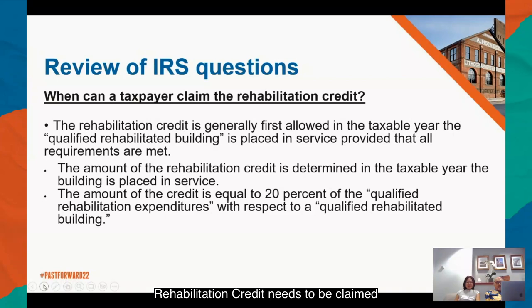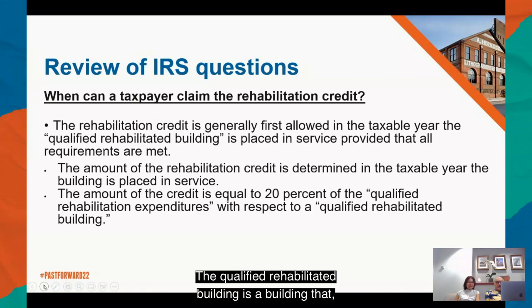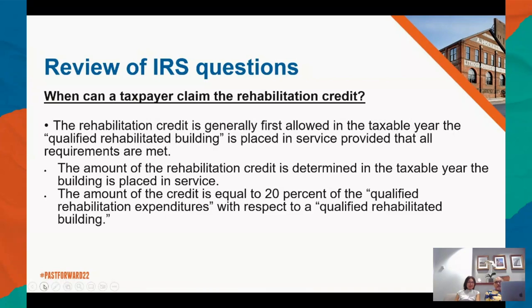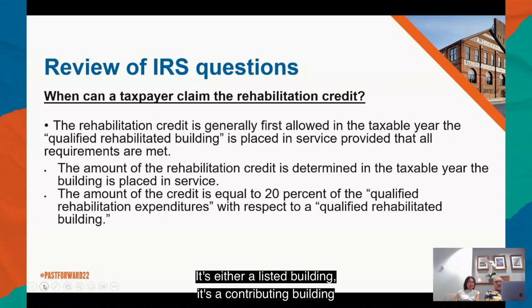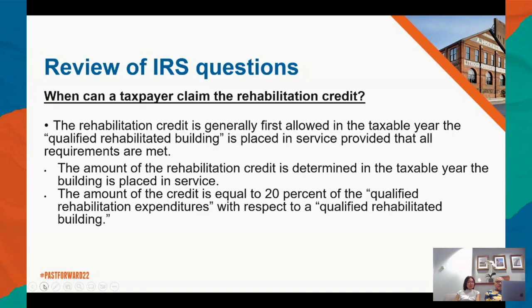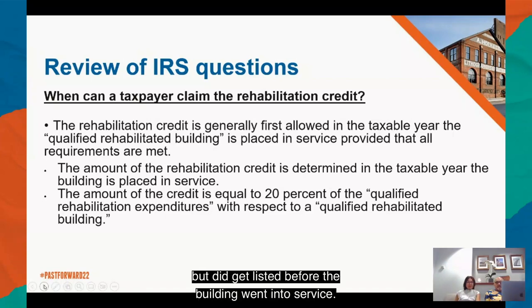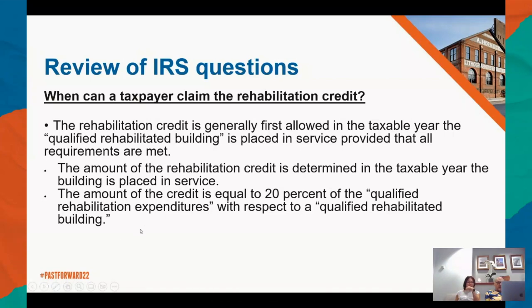To summarize some of this for you, the rehabilitation credit is to be claimed initially for the first year that the building has been in service. The rehabilitated building goes back to Part One. It's either a listed building, a contributing building in a historic district, or not necessarily listed, but did get listed before the building went into service.